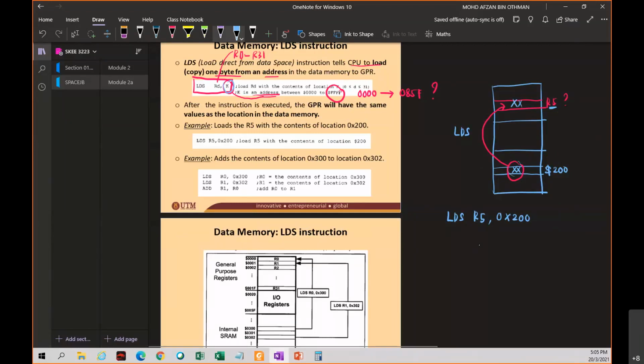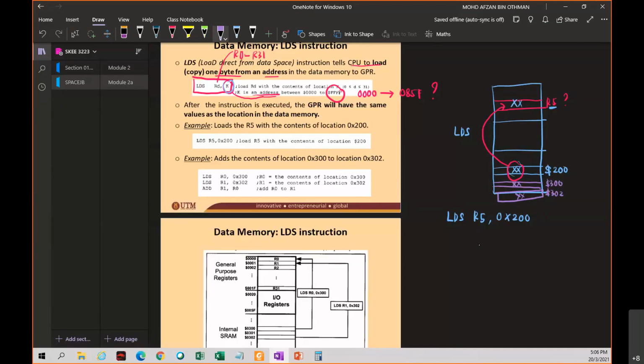Okay, so let's look at another contoh. Add the content of location 300 with location 302. Kamu ada value daripada alamat 300 dengan 302. Dekat sini, you want to add this number here. Tak kisah pun number ni apa-apa, saya just put a variable XX, YY. So how to do that?